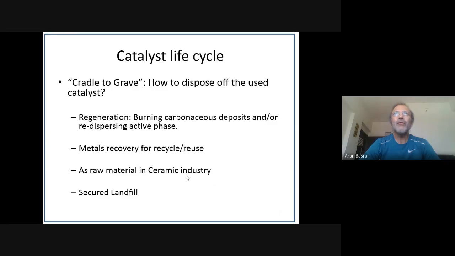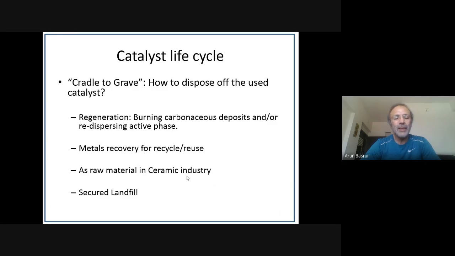Regeneration can be done for most catalysts, but there is a limitation. Every time you do a regeneration, you lose some performance. So when a time comes when the performance loss is not acceptable, that is the time you dump the catalyst and replace it with a fresh charge.